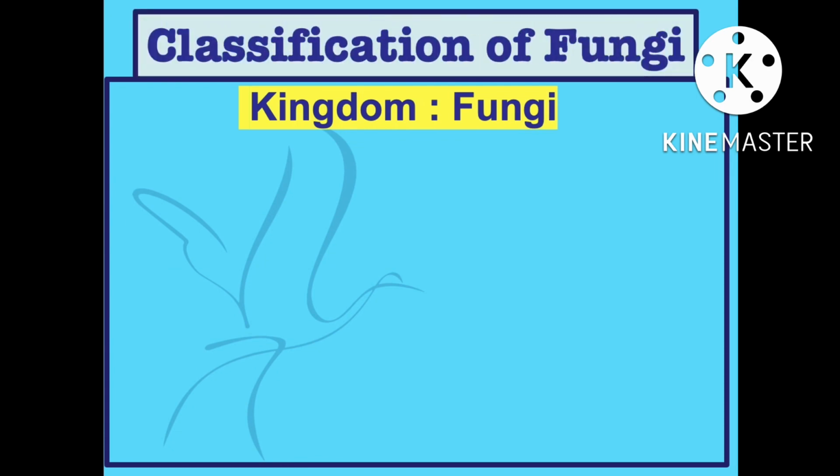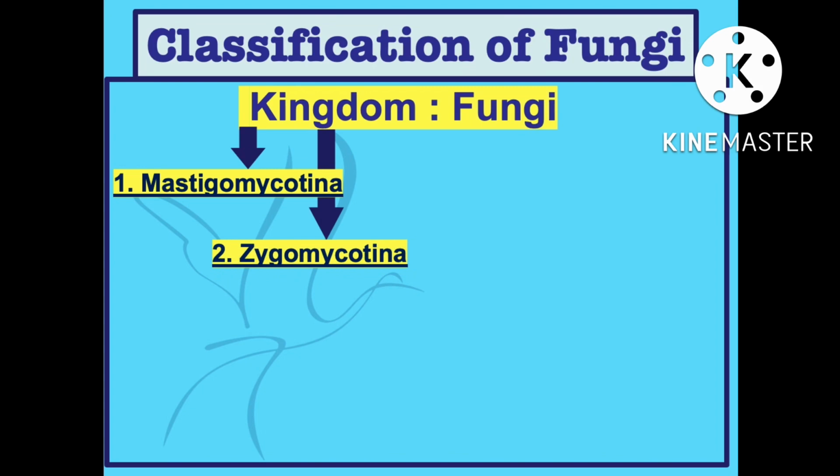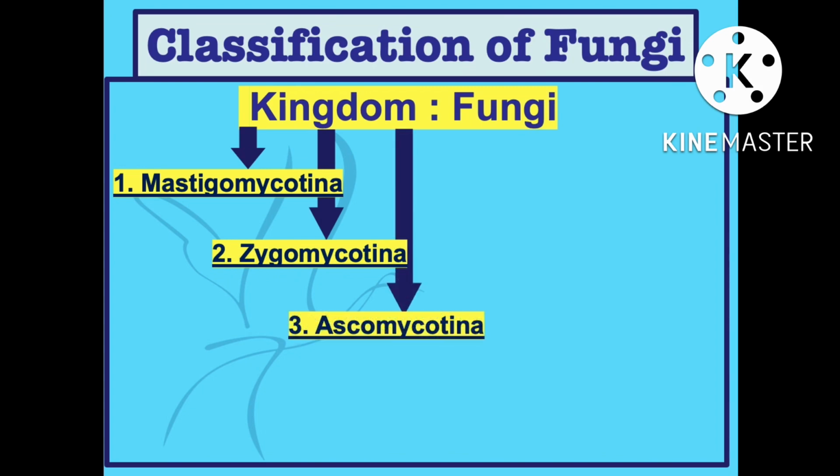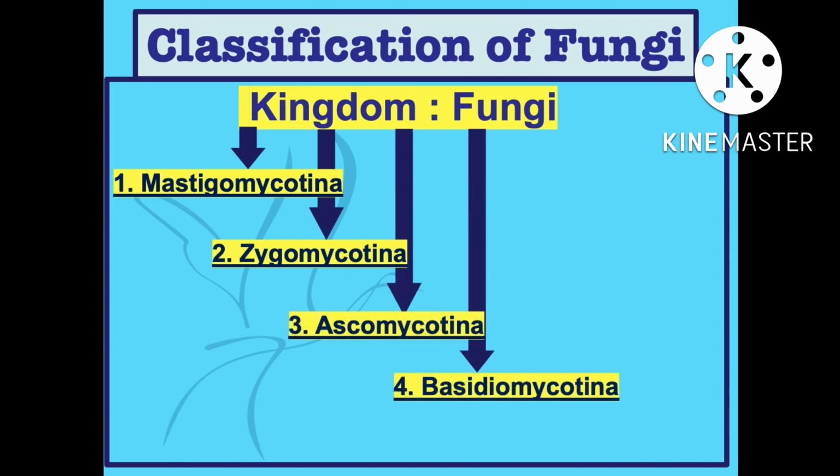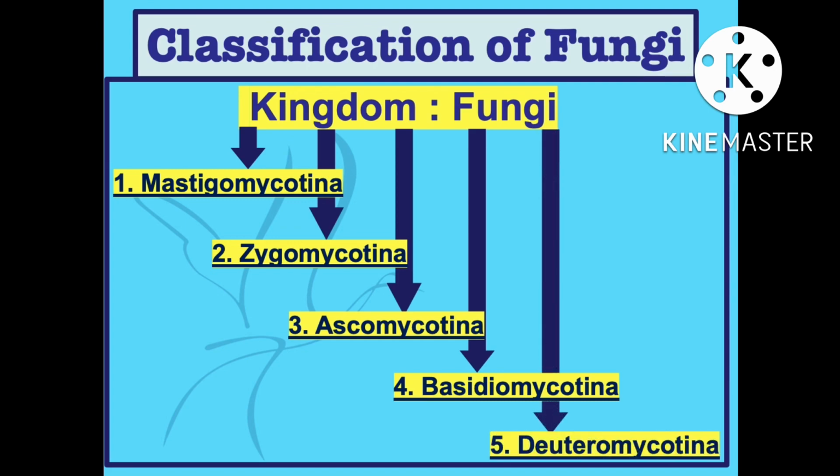So first thing is, in case of classification of fungi, kingdom fungi includes 5 divisions. First one is Mastigomycotina, second is Zygomycotina, third is Ascomycotina, fourth is Basidiomycotina, and the fifth and last one is Deuteromycotina. So in this video we will see only 2 divisions, Mastigomycotina and Zygomycotina.